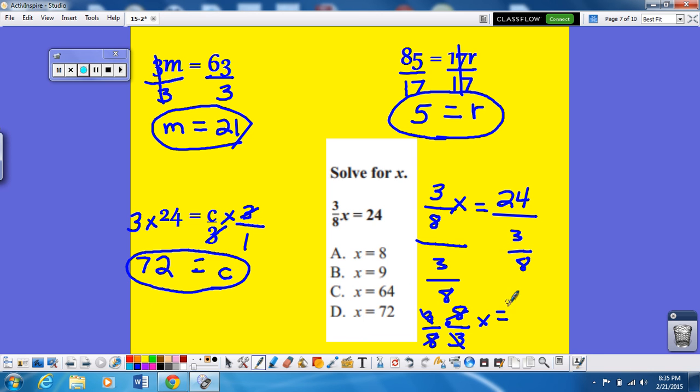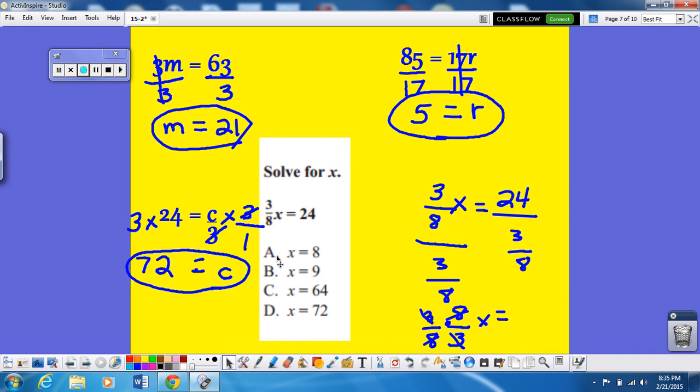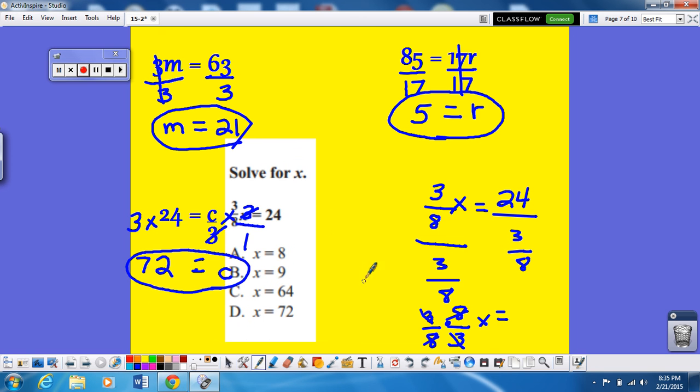X equals, now if we're going to divide 24 divided by 3/8, let's move this over just a little bit more. 24 divided by 3/8 is going to look like this. 24 divided by 3/8. Well, that's just like saying 24 over 1. So let's keep, change, and now let's flip 8/3. See what I did?